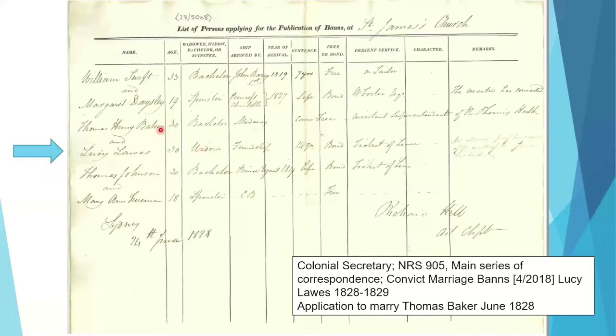So here we've got Thomas Henry Baker and Lucy Laws, both aged 30, both providing their details of their ship. She's a widow, he's a bachelor. She's a 14-year convict on the Friendship. He came free on the Medway. She's got a ticket of leave, assistant superintendent of Thomas Walker. It's not allowed because she hasn't got proof of the death of her previous husband. Poor Lucy, who did actually have a bit of a checkered marital career. It wasn't the only time she applied to get married, and I don't think it was the only time that it wasn't allowed to go through.